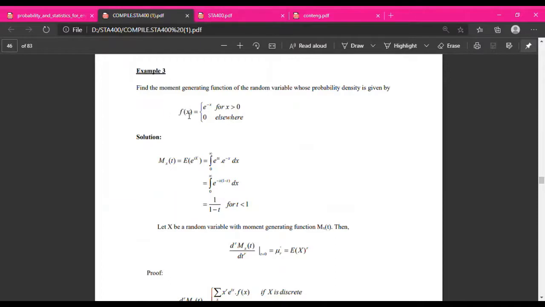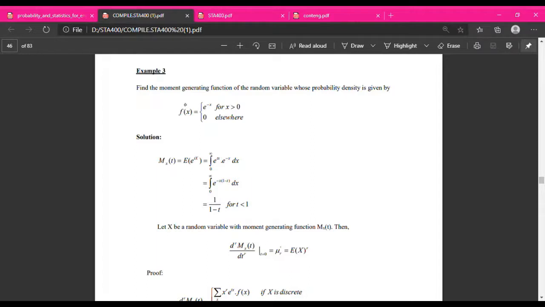Okay, we look at the example how to find the moment generating function if we deal with the continuous random variable. Okay, let's see this example. Okay, so this is the PDF of x. Okay, we know that this function e power of negative x adalah continuous random variable because of dia punya interval adalah x more than 0.